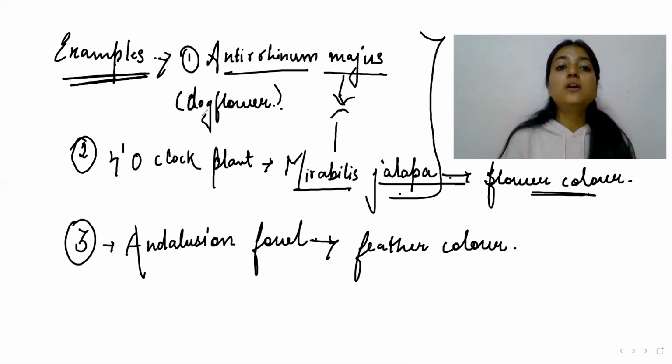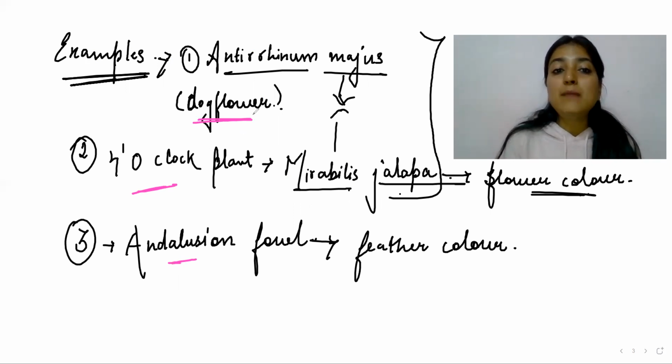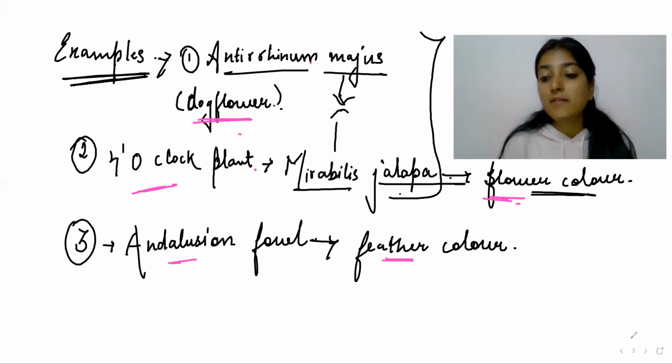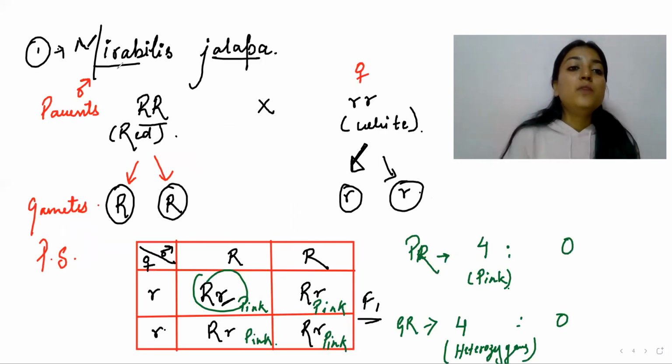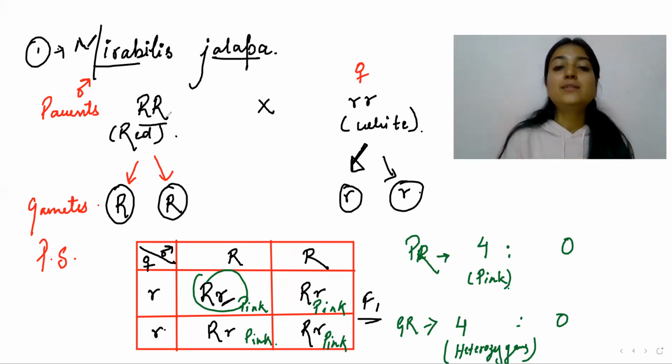Antirrhinum majus, the common name is dog flower. 4 o'clock plant, that is the common name, and the scientific name is Mirabilis jalapa. And third is the Andalusian fowl. Now, in these 2 examples, Antirrhinum majus and the 4 o'clock plant, Mirabilis jalapa, we are taking the character flower color. But in the Andalusian fowl, we are taking the feather color as the character. Fine. Now we took this example Mirabilis jalapa, and you can also write it as Antirrhinum majus, because both show the same flower color, that is red and white.